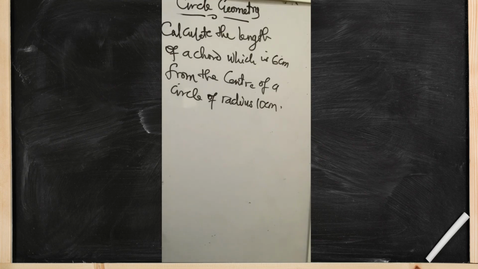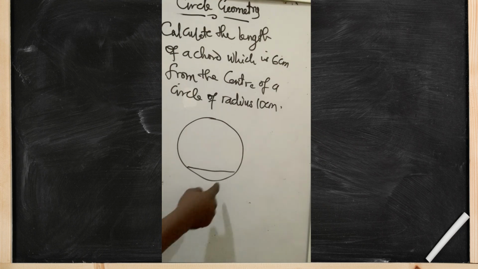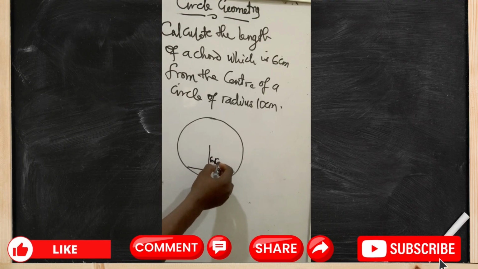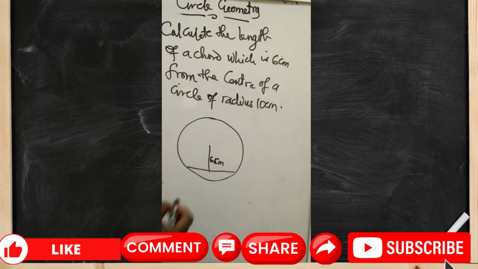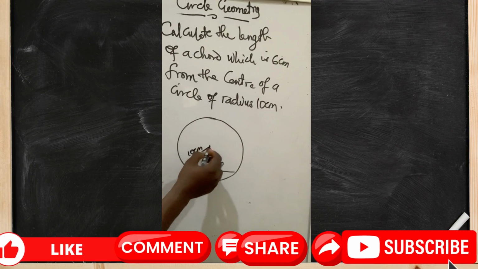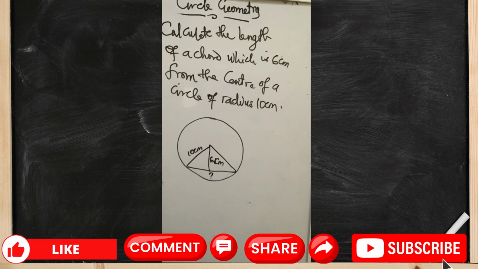You have to calculate the length of the chord. Let me just interpret it for simplicity's sake. So this is the chord. You should calculate the length of a chord, meaning this chord, which is 6 centimeters from the center. In this way, you have been given this distance to be 6 centimeters and the radius to be 10 centimeters. So the question is calculate this.